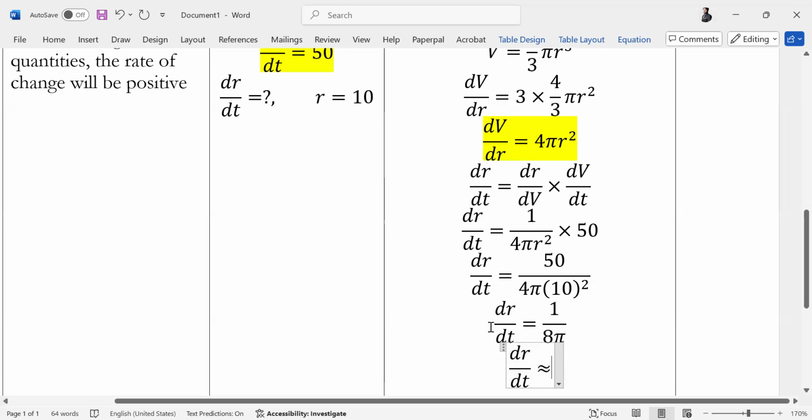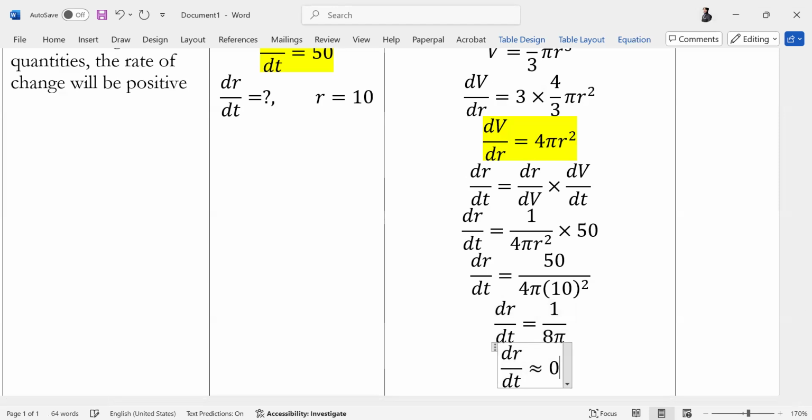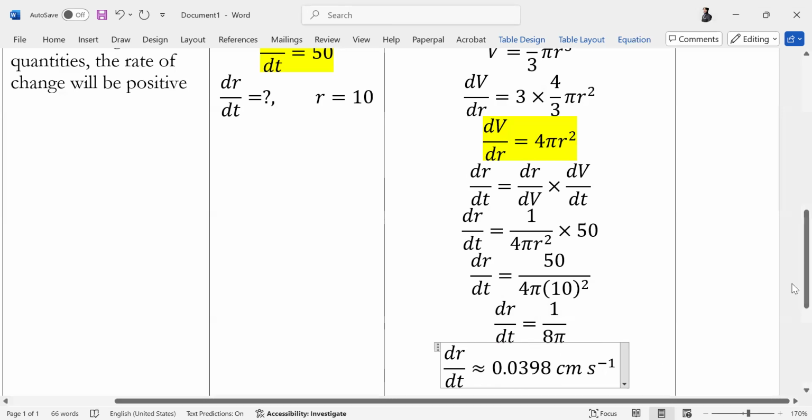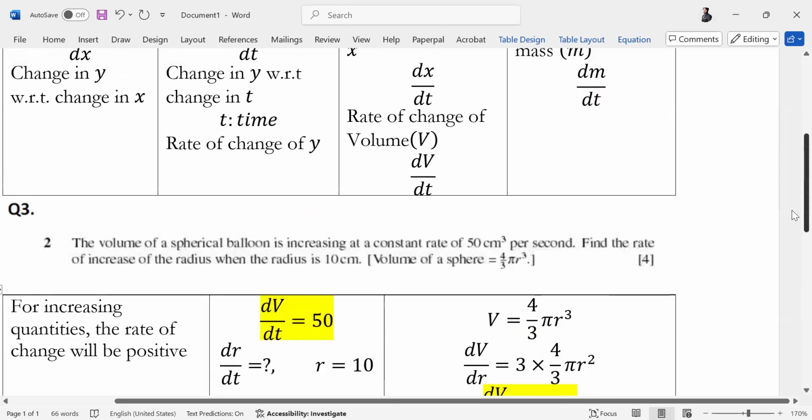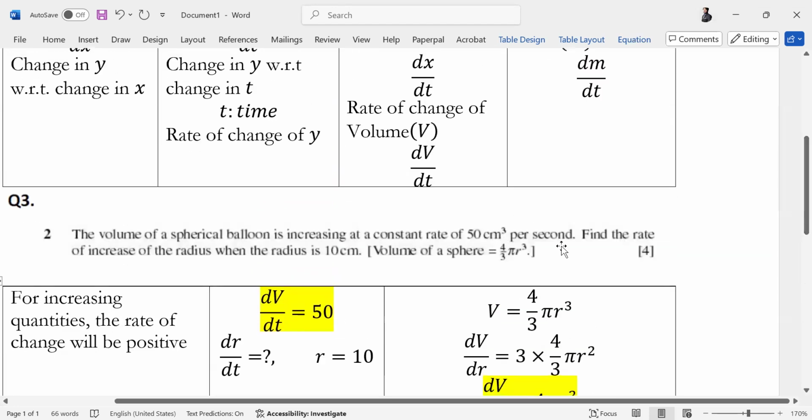If the question would have asked exact, we would have left the answer as it is. And this is centimeter per second. Is this clear? Sir, आपको कैसे पता? The volume that I used was centimeter cube per second. Radius is already in centimeters, so that is centimeters per second. Is this clear?